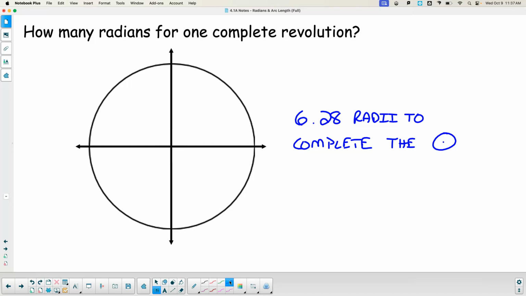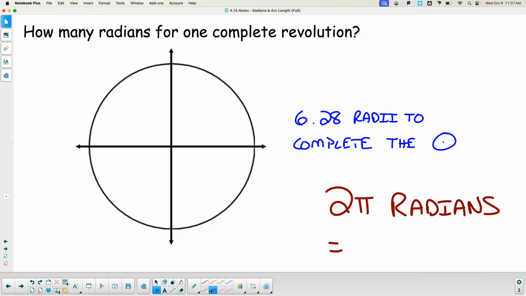By the way, that's our symbol for circle. We just put a little circle with a dot in the middle. Okay? That's our symbol for a circle. Which is the equivalent of 2 pi radians. So 2 pi radians is equal to 360 degrees. Okay?